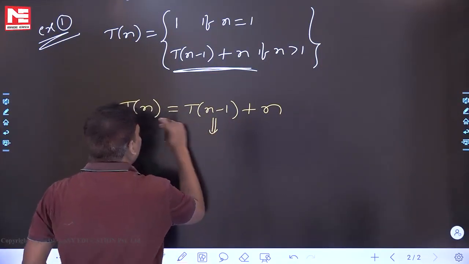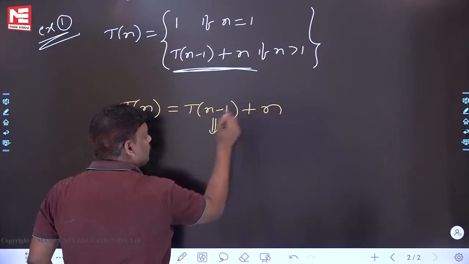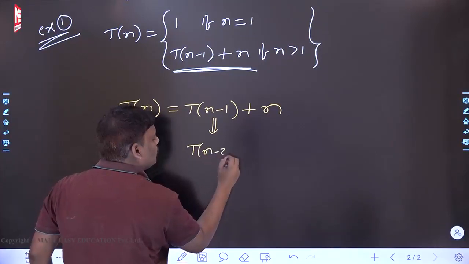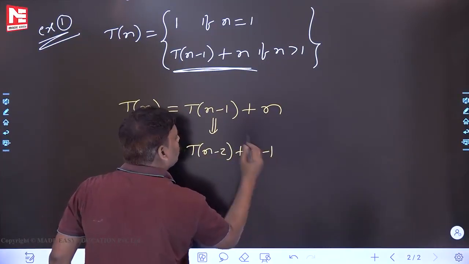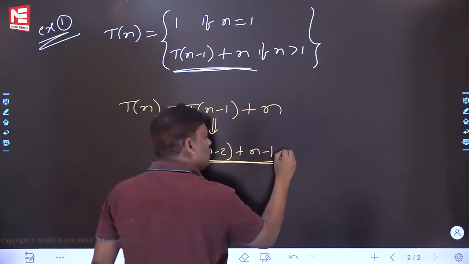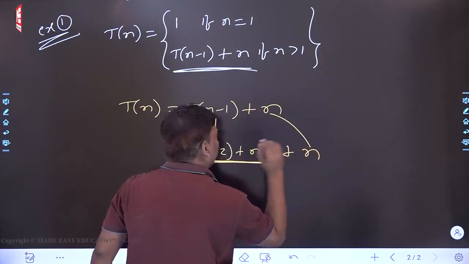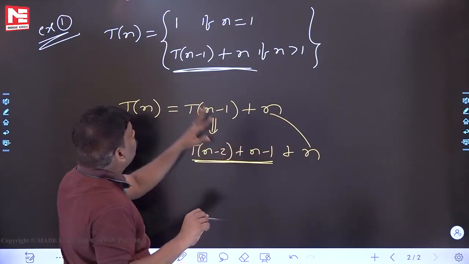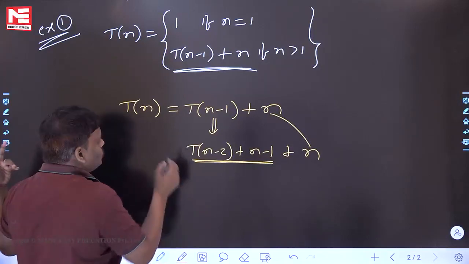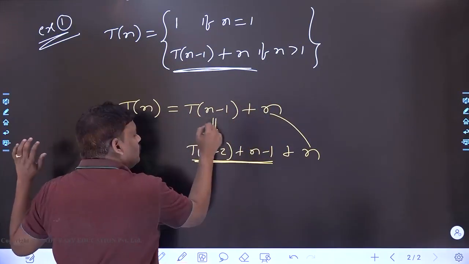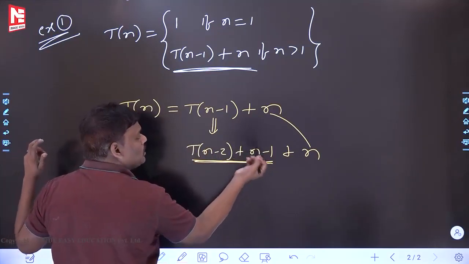Can you help me now? Tn is equal to Tn minus 1 plus n. What is Tn minus 1? Tn minus 1 is equal to Tn minus 2 plus n minus 1, because this is given. Whatever is there previously stays the same. Substituting the given function repeatedly until the given function is removed is known as substitution method. So, Tn is equal to Tn minus 1 plus n. Then, Tn minus 1 is equal to Tn minus 2 plus n minus 1.